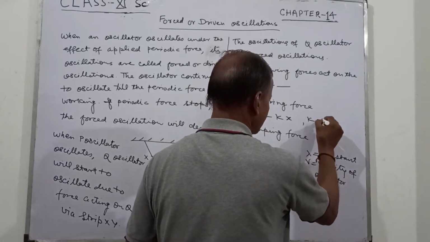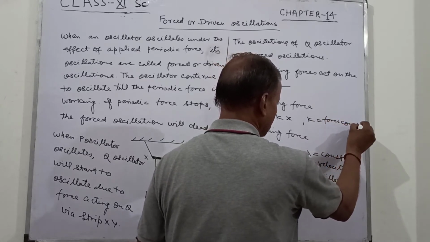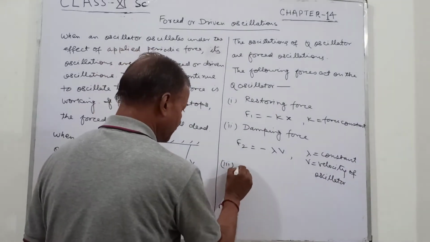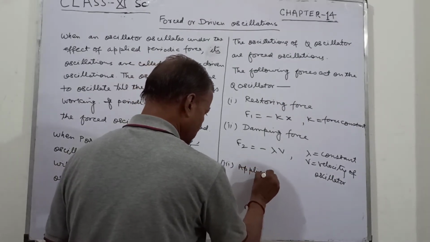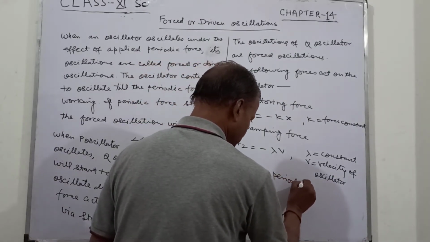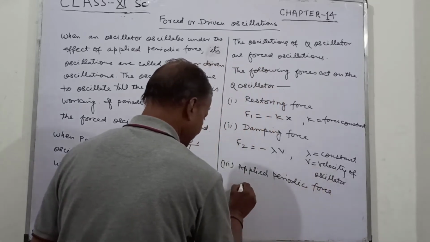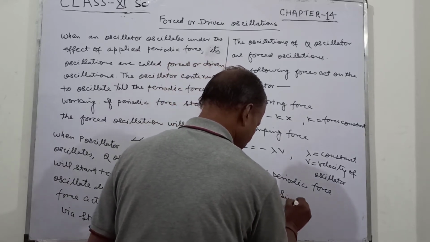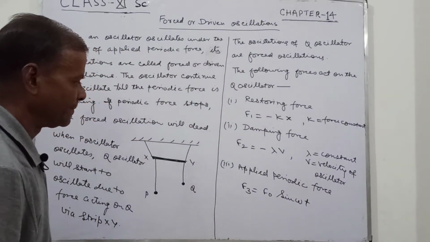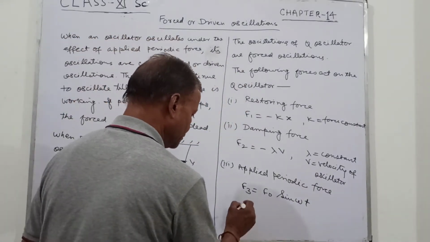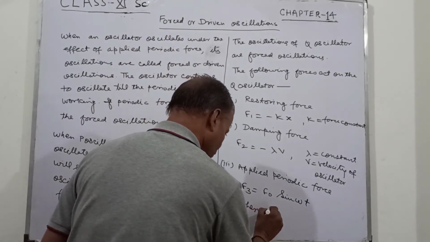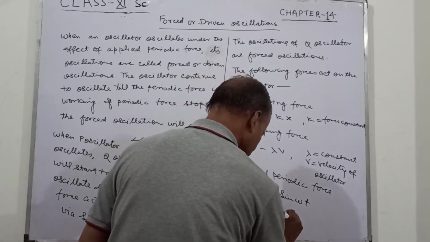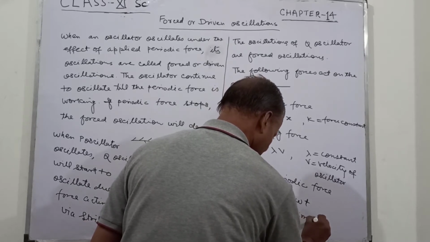Here K is the force constant, and third, the applied periodic force F3, which is equal to F naught sin omega t, where F naught is the amplitude of force F3, equal to the maximum force.